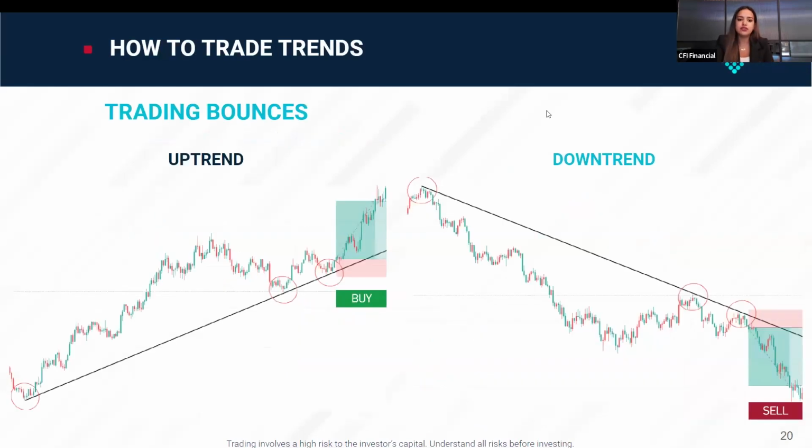How to trade the trends? Whenever the price touches an upward trend line, it is recommended to start to buy, as it is expected that the price will rise, and vice versa. In the downward trend, whenever the price touches the trend line, it is expected that the price will decline. So in the upward trend, try to look for buying positions, and in the downward trend, try to look for selling positions.